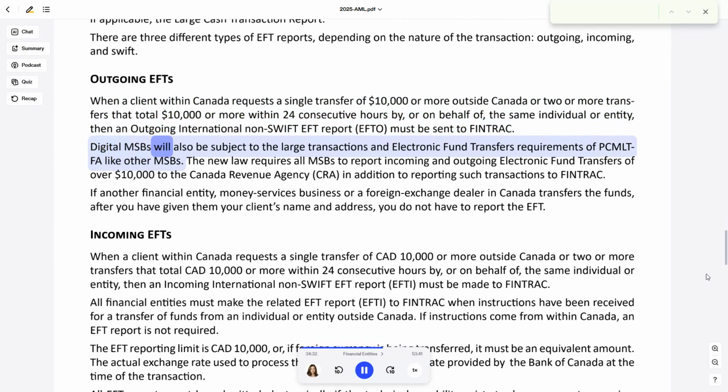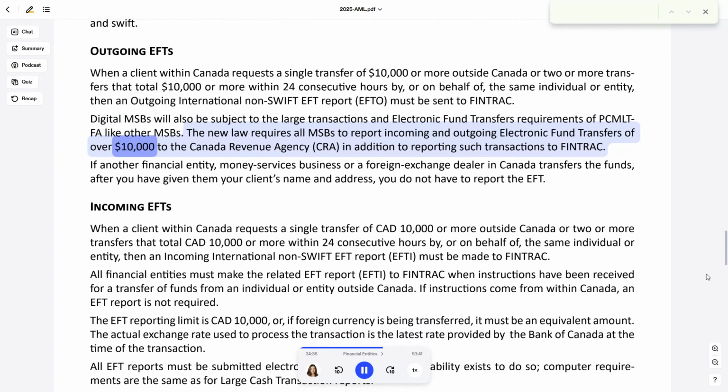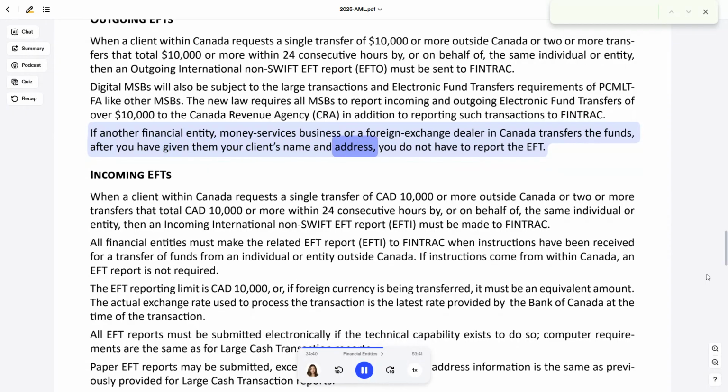Digital MSBs will also be subject to the large transactions and electronic fund transfers requirements of PCMLTFA, like other MSBs. The new law requires all MSBs to report incoming and outgoing electronic fund transfers of over $10,000 to the Canada Revenue Agency, CRA, in addition to reporting such transactions to FINTRAC. If another financial entity, money services business, or a foreign exchange dealer in Canada transfers the funds, after you have given them your client's name and address, you do not have to report the EFT.